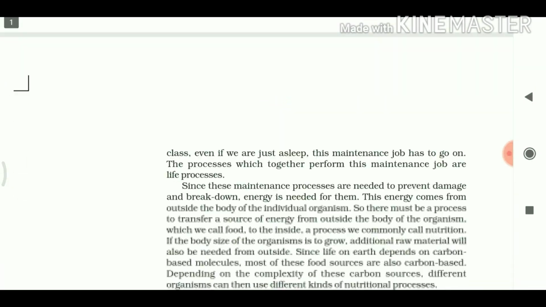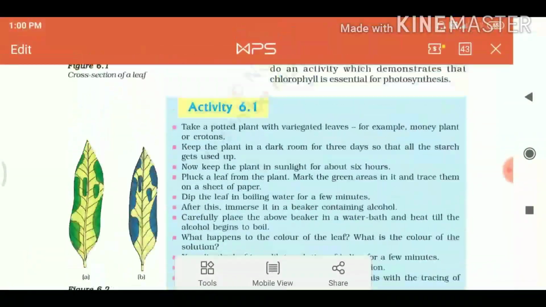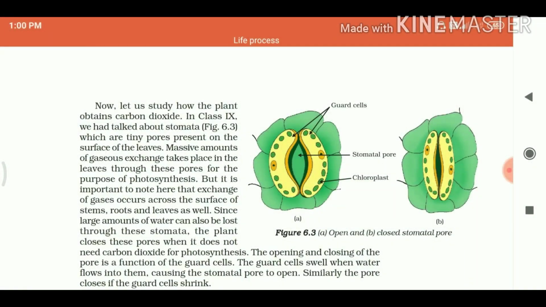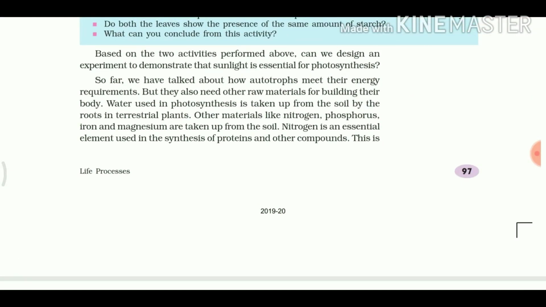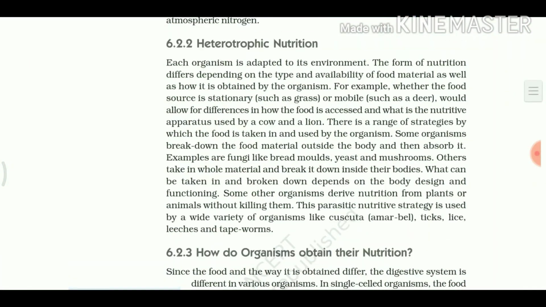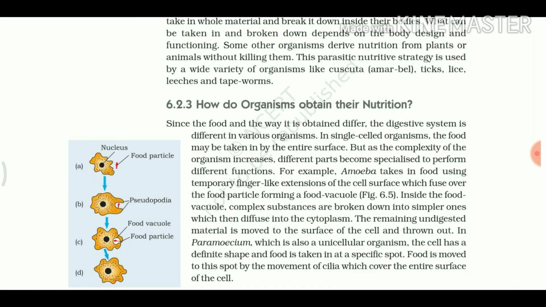In my previous video, we talked about the process of photosynthesis, desert plant adaptation, then the stomatal opening and closing mechanism, right? Then I talked about the basic requirements of plants for their normal growth. Then the heterotrophs. There are three types of heterotrophs: parasitic, saprophytic and holozoic. Then in this lecture we will talk about the nutrition in amoeba and the paramecium. So let's start with the nutrition in amoeba.